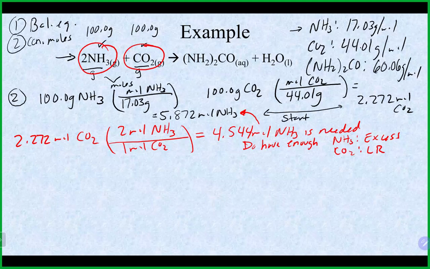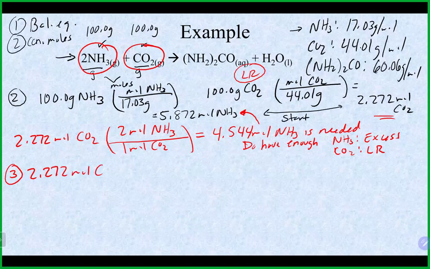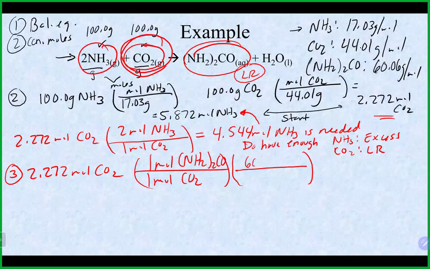The point of that calculation really is to allow us to know which one we should use to figure out how much product we're going to make. So now that I know CO2 is my limiting reagent, I'm going to use the moles of my limiting reagent and really just do step number 3, which is 2.272 moles of the limiting reagent. And now I'm going to do a mole-to-mole relationship between my limiting reagent and my product, which is a 1-to-1 relationship. 1 mole of CO2 gives me 1 mole of my product. Now, in this case, I'm going to use the molar mass of my product to convert it into grams. And from the periodic table, it is 60.06 grams per mole of my product here.